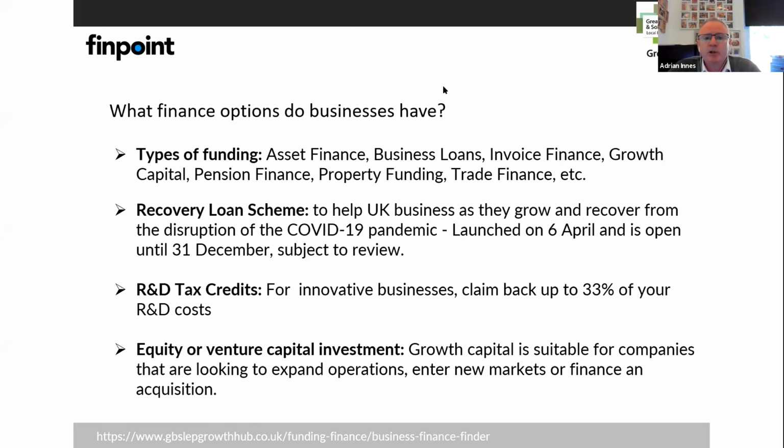Recovery loan scheme. The recovery loan scheme was introduced in April. It replaced Sybils and Bibles, which most of you will know about. Sybils and Bibles was absolutely fantastic from a funder point of view and from a business point of view. The government reacted very quickly and most of the high street banks and other funders reacted very quickly. There was best part of 76 or 79 billion pounds funded through Sybils, with about 1.9 million funders either through Sybil or Bibles. The recovery loan scheme, we're going to come on to the next slide, which looks at that in a wee bit more detail. It was launched on the 6th of April and will expire on the 31st of December, subject to review.